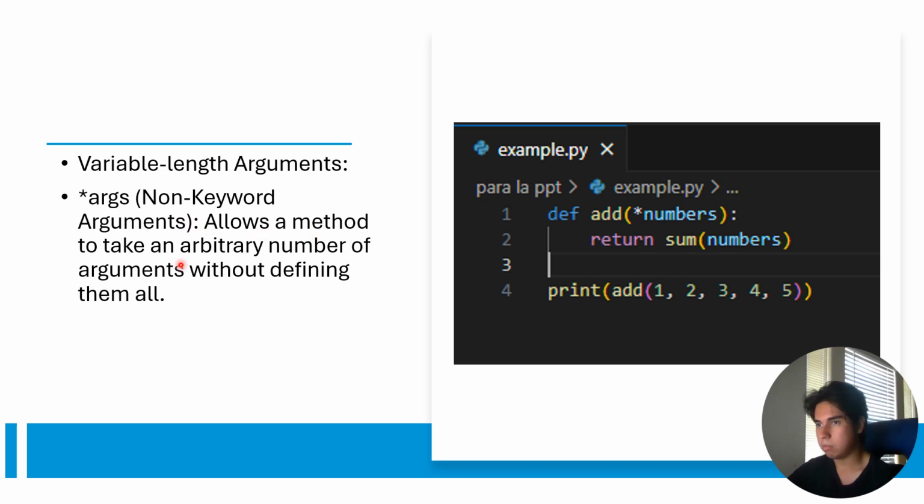So, variable length arguments. Non-key arguments allow methods to take an arbitrary number of arguments without defining them all. Asterisk args. Here's how you do it: definition add, and then you do your asterisk numbers, a random sum of numbers, print add, and then you do this combination of numbers. This should be added in the console and displayed. I didn't get the display because I forgot about it, sorry.